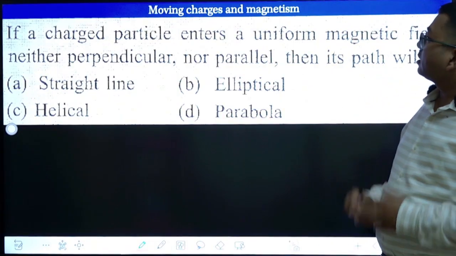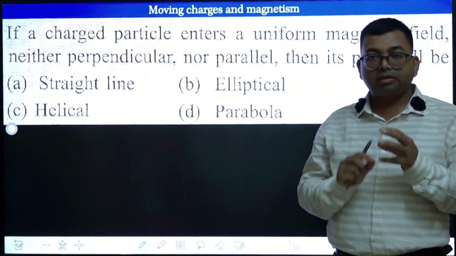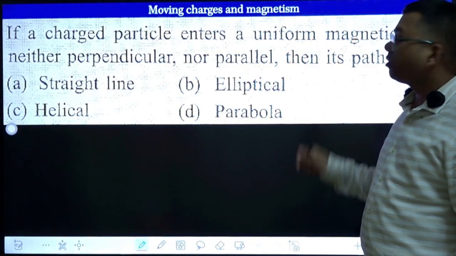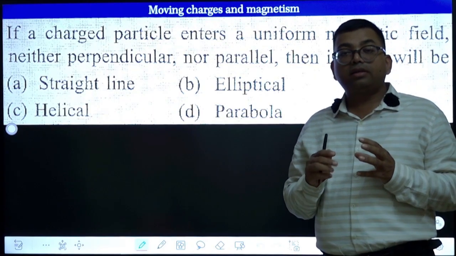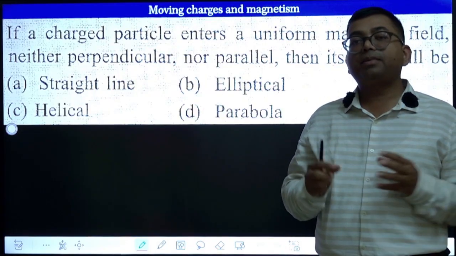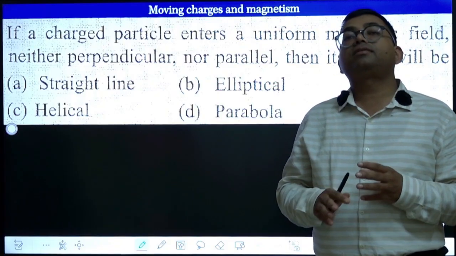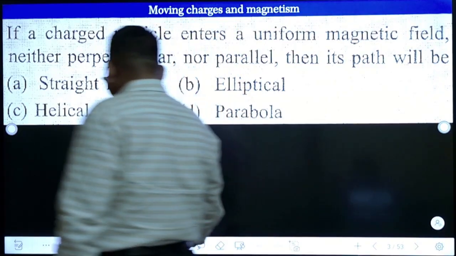If a charged particle enters a uniform magnetic field, neither perpendicular nor parallel. So it is moving and entering into a field, and its velocity is neither parallel nor perpendicular. So what happens if it is parallel? What happens if it is perpendicular? What happens if it is neither of these, right? So you have the basic idea about that.